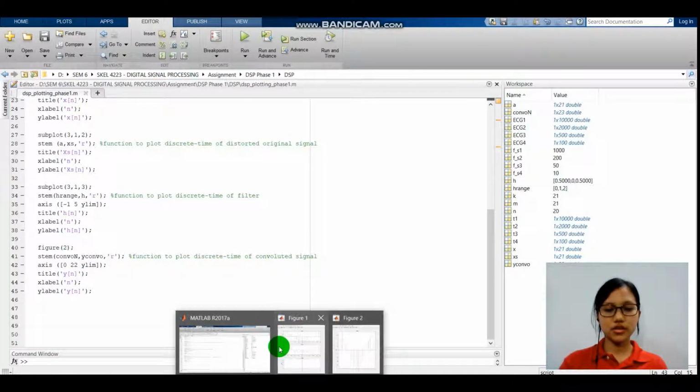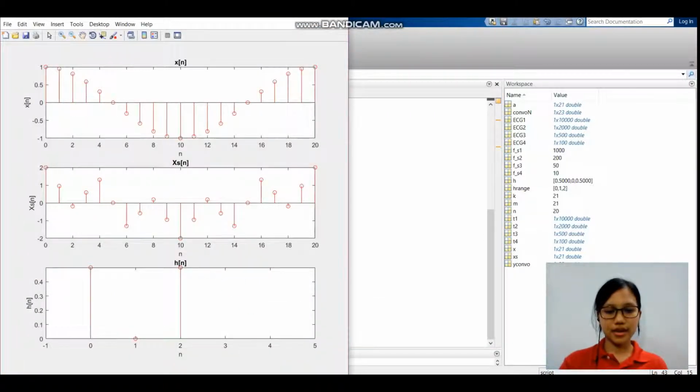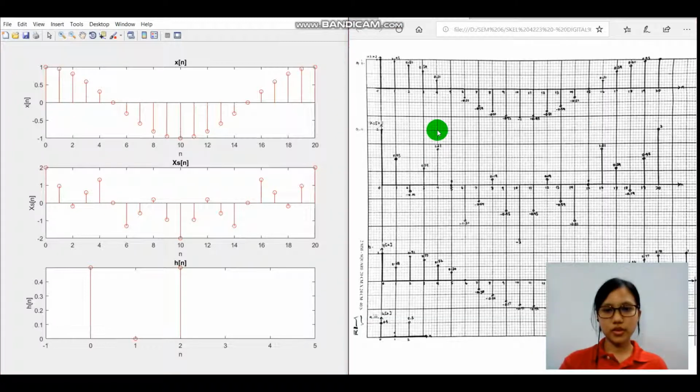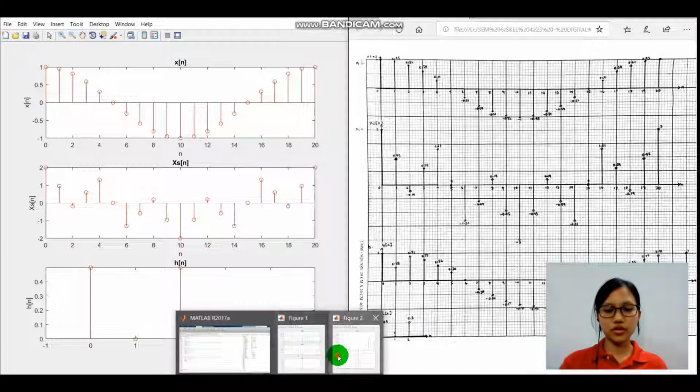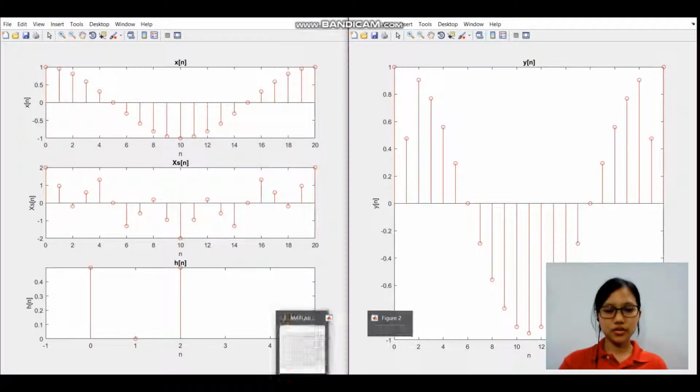So figure 1 shows x, xs, and also the filter, which when compared to the manual is exactly the same. Whereas figure 2, which is the convoluted one, also shows exactly the same.